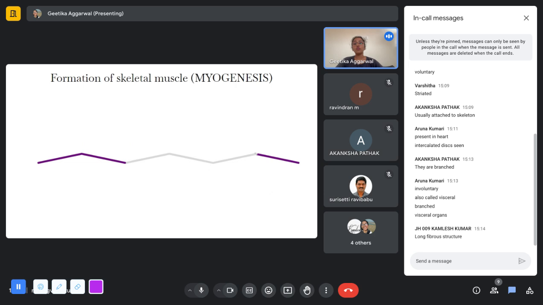Okay. So moving on to the formation of the skeletal muscles, which is also called myogenesis. Myo meaning muscles and genesis meaning formation. So here we're going to discuss the formation of the skeletal muscles. Can you guys tell me the steps that are involved in the formation of the skeletal muscle? What are the few steps? I have outlined them in this slide. Can you guys tell me what are the few steps that are important for the formation of the skeletal muscle?